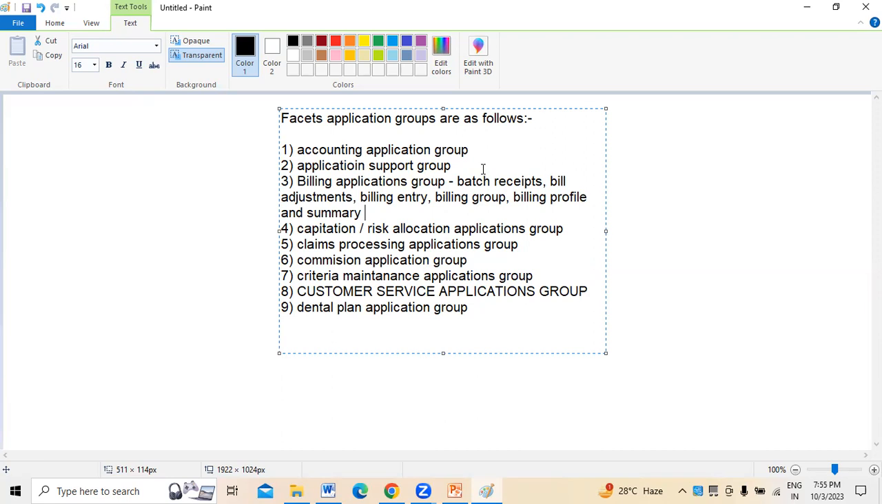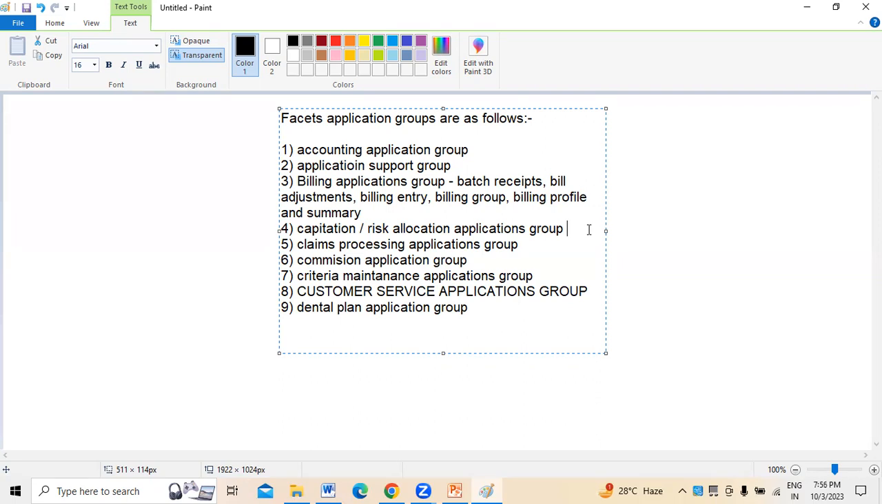The next one is the capitation and risk allocation application group. This majorly focuses on the capitation inquiry. At the same time, not only the capitation inquiry, we need to maintain the capitation schedules. At the same time, whatever batch control parameters we have, right? All this information will be mentioned under the capitation risk allocation group.